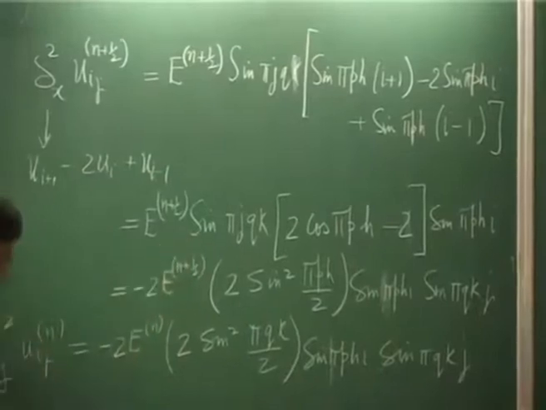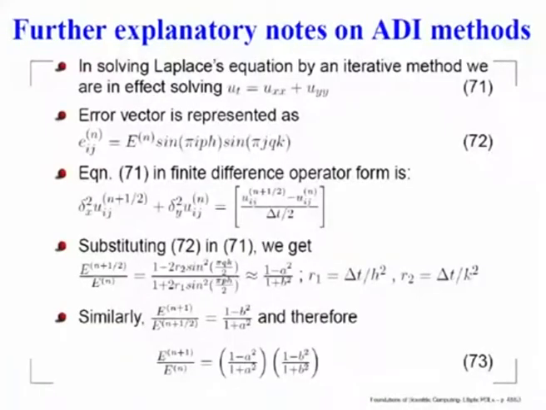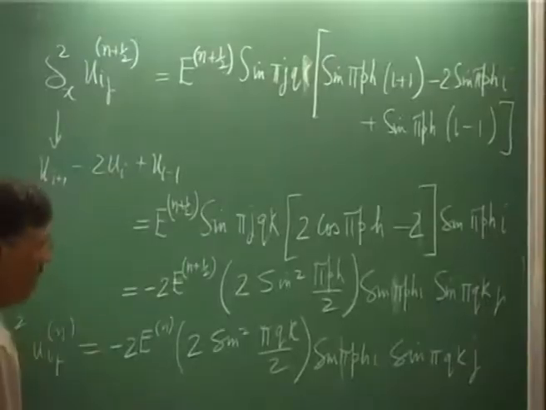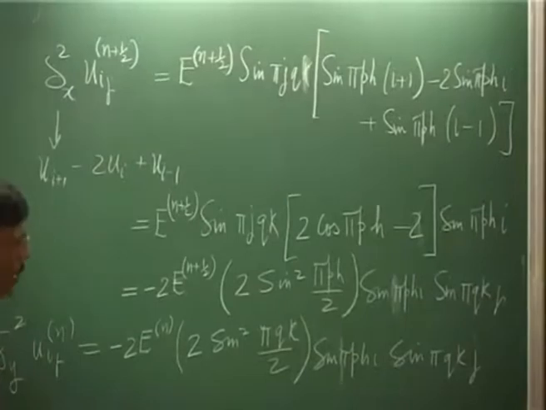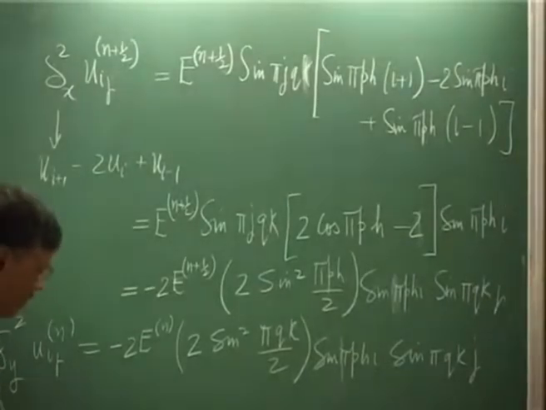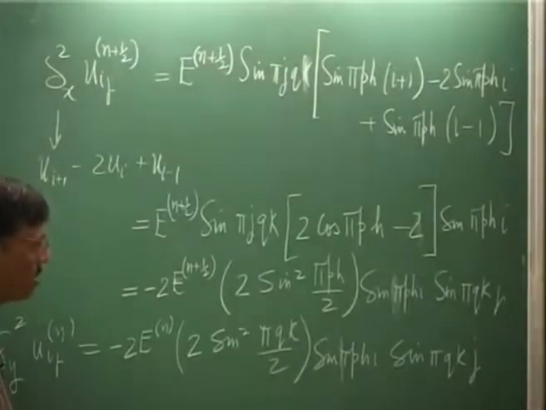And the right hand side is easy for us to find out. That will be simply E n plus half minus E n by this, and you can open it up and simplify it. This is what you are going to get.